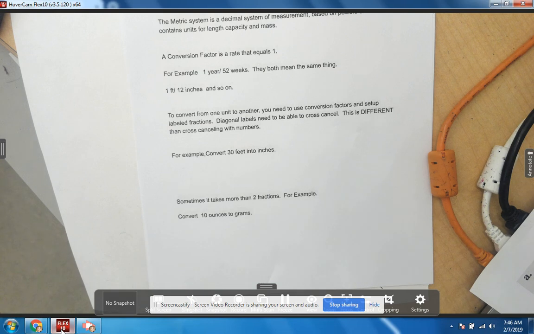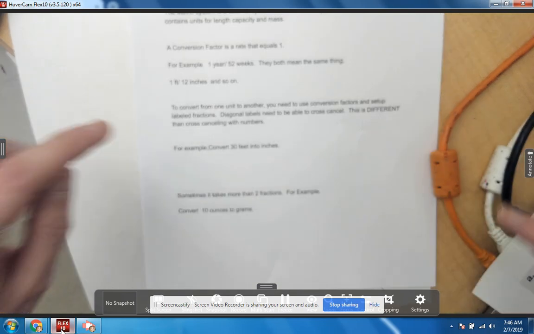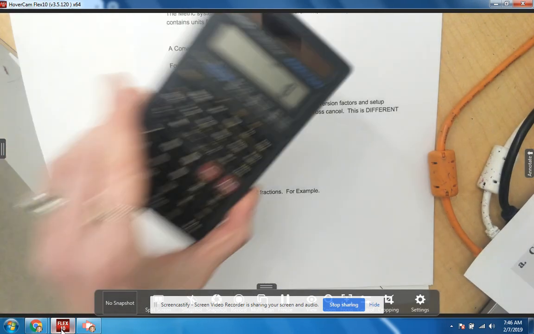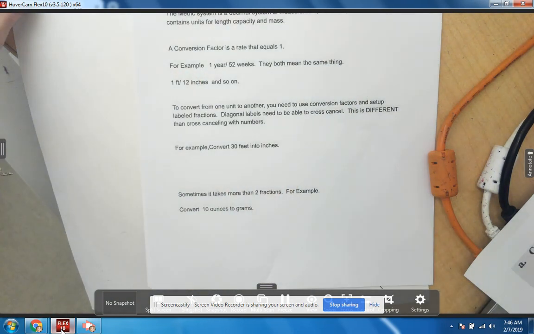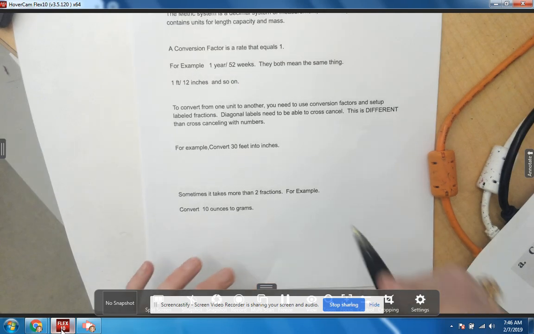To convert from one unit to another, you need to use conversion factors and set up labeled fractions. Diagonal labels need to be able to cross-cancel, which is different than cross-canceling with numbers. I'm going to explain what this means. The good thing is you're going to have a chart that tells you all the conversions, so you don't have to memorize them, and you're going to be able to use a calculator instead of actually doing out the math. But you have to learn how to set it up first. So let me show you the first one.